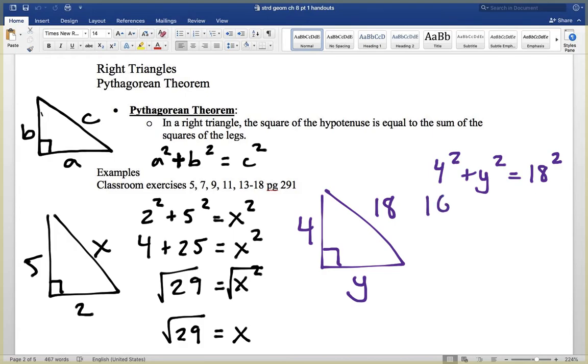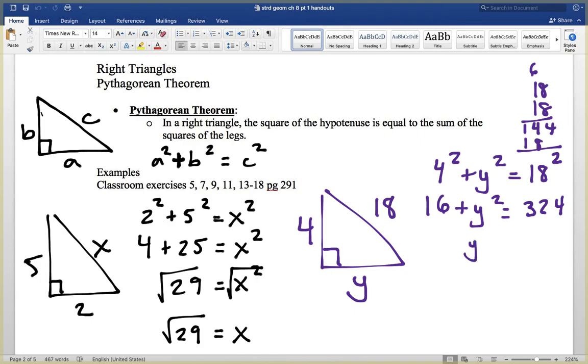So this time, 4 squared is 16. Well, maybe I should have picked some smaller numbers. 18 times 18. I'll do some scratch paper here since I don't have a calculator with me. So that's 144. Add those up, and I get 324.